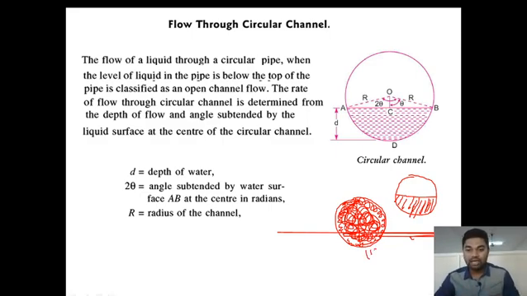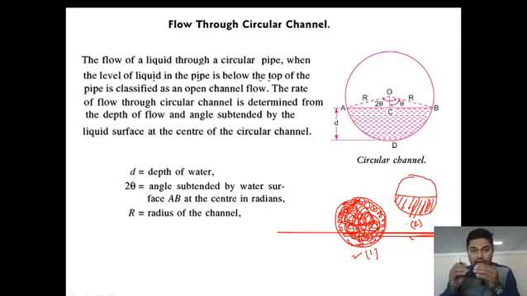Figure 1 and figure 2 are both circular channels, but in figure 1 the flow is closed channel flow, whereas in figure 2 the flow is open channel flow. This is the main difference between open channel flow and closed channel flow in a circular channel. Now, in this topic we will be looking into open channel flow in circular channel. As you can see on your screens, you have a circular channel.